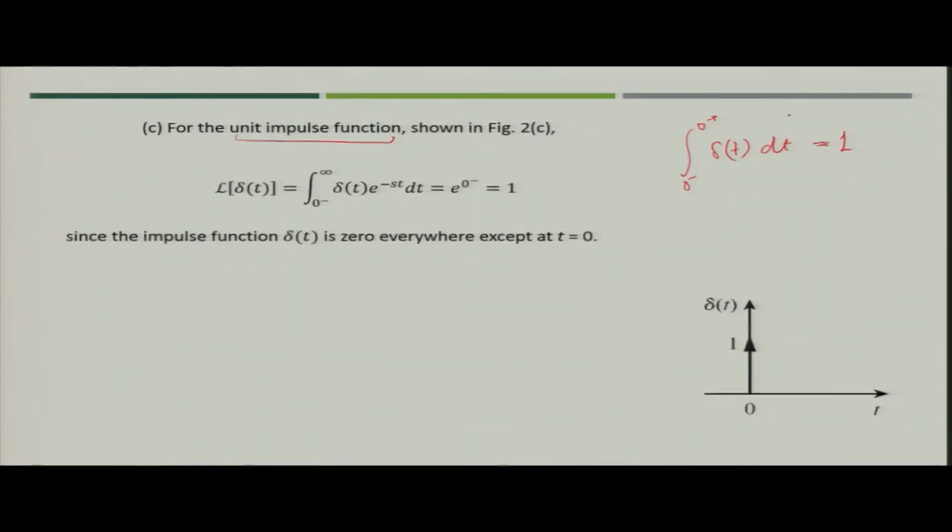So, if you apply this knowledge and you try to find the value of the Laplace of delta t, because the impulse function is 0 everywhere except at t is equal to 0, you will finally get the value of the integration as e to the power 0 minus, and the value of this is 1. So, the Laplace of the unit impulse function is 1.